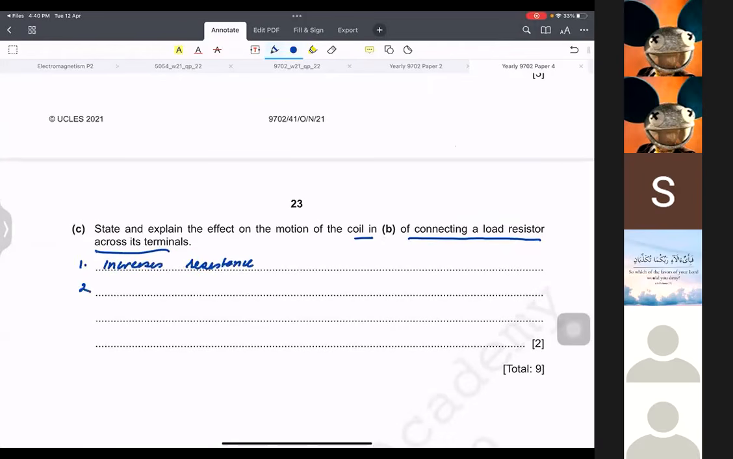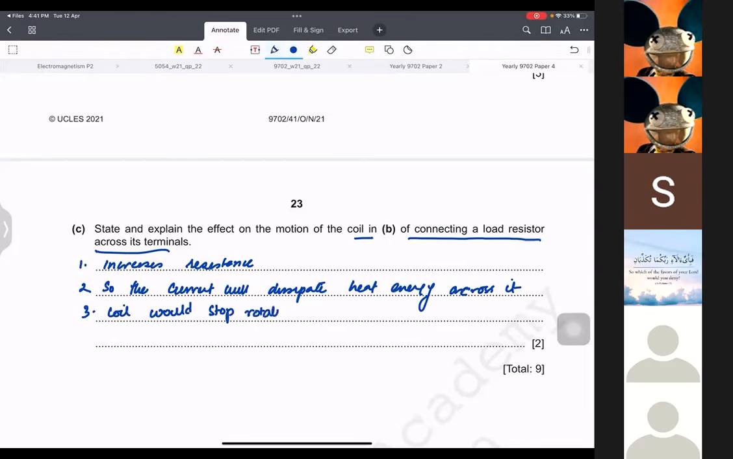So the current will dissipate heat energy across it. And then if that happens, the coil would stop rotating because the energy is going out, right?